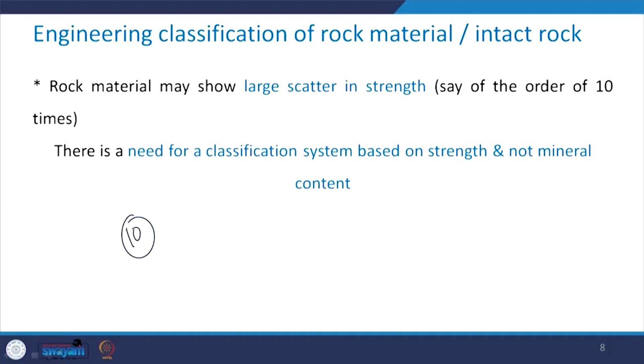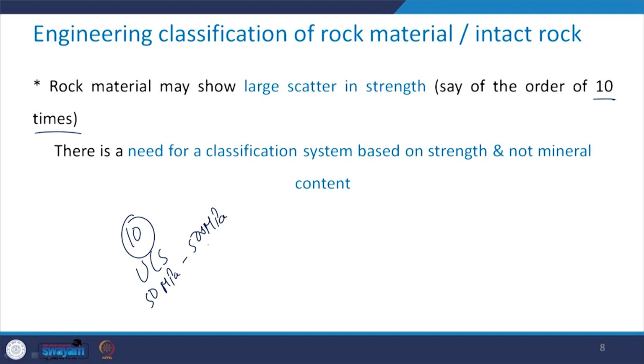Now this rock material, that is intact rock, may show large scatter in the strength characteristic. Say I conduct 10 UCS tests, and there can be large scatter in their UCS values. Again, these tests are conducted on the same rocks and it can be to the order of 10 times. Like it can vary from 50 MPa to 500 MPa. That can happen in case of the rock.